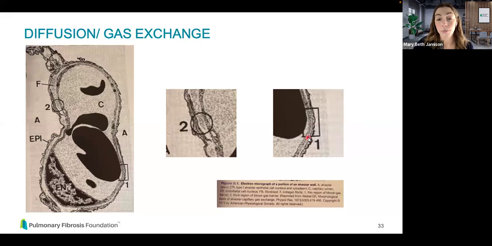And these are real images too, so it's not a drawing. I think it's really nice to be able to actually see this. So that's really thin compared to this section here, which is scarred and has some fibrosis in it. It's really thick. So you can see clearly how it would be difficult for that oxygen to diffuse as easily as it would in image one versus section two.